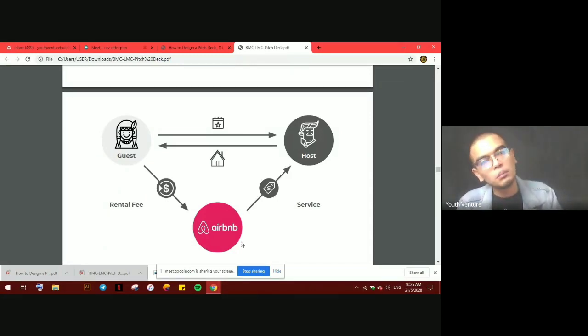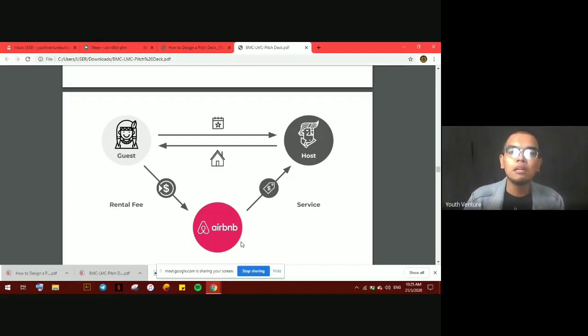So the guest goes to the host to stay at their place, and the host provides a place for the guest. Airbnb is an intermediary for the guest and the host to do financial transaction. So that's why they can get a percentage from both guest and host. So if you are building a two-sided marketplace, make sure that you are serving both sides of the marketplace. Then only you can charge both sides of the marketplace.